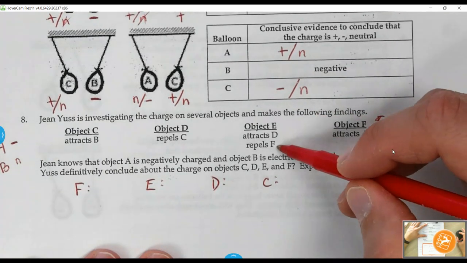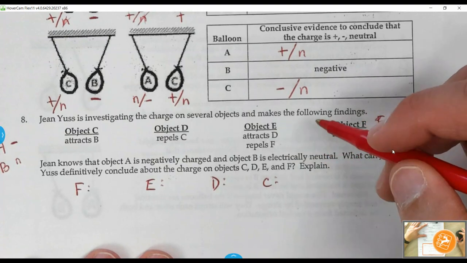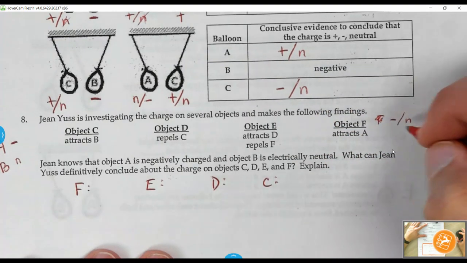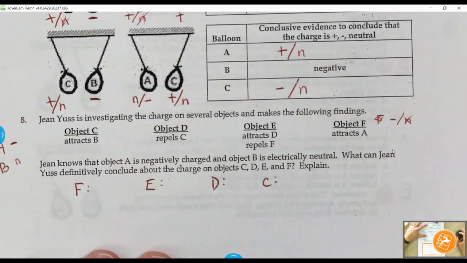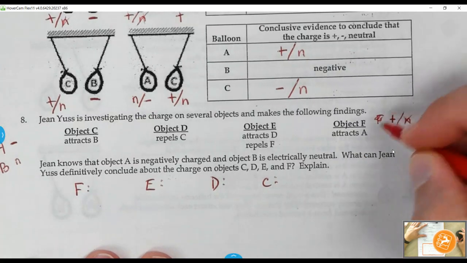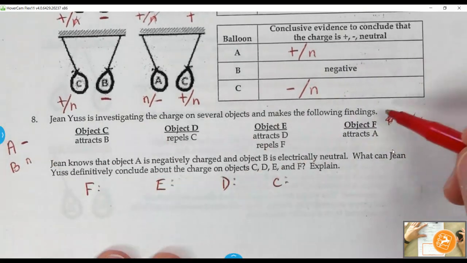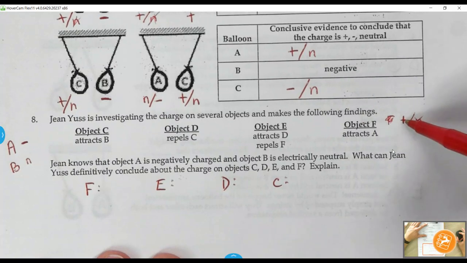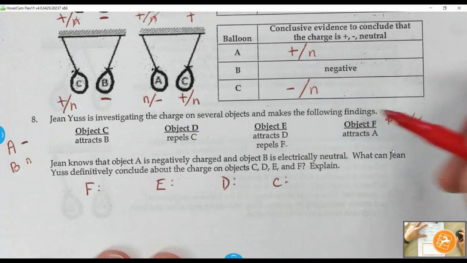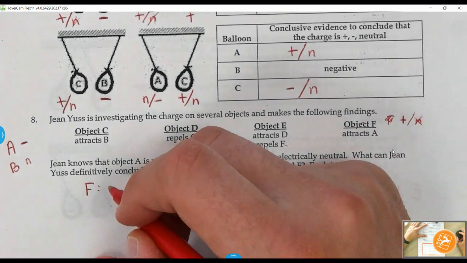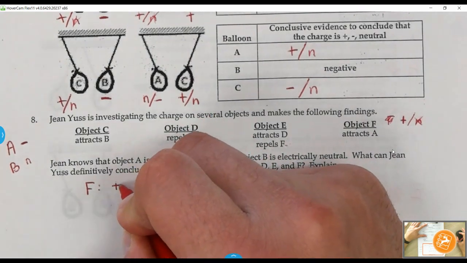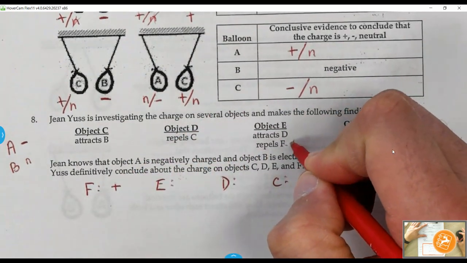Now let's see what else. F repels object E. So it has to be negative because it's repelling something. Wait a minute, I apologize. No, it has to be positive because we said that A is negative. So if F attracts A, it would have to be the opposite charge or neutral. And since it repels E, that means F can't be neutral, and E would also have to be positive, because like charges repel.